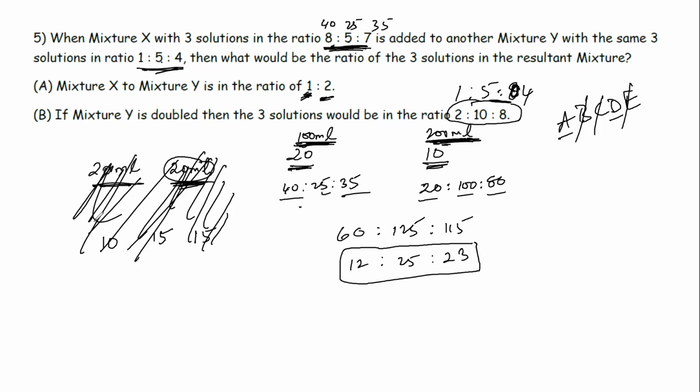If mixture was doubled, then the three solutions would be in the ratio of 2 is to 10 is to 8. Yeah. So it's assuming it's 10 ml and then 20 ml that way, but the ratio remains the same. So B is not really answering. So D is out, and only A answers the question. Okay. Yeah. Because doubling Y doesn't tell us anything about X.